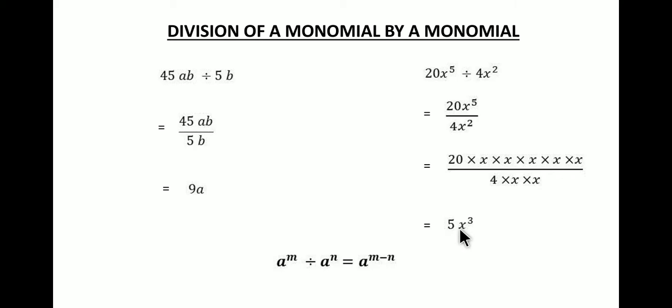Alright, so using this knowledge, let's move on to exercise 19D. This is the method that we are going to follow. In exercise 19D, question number 1, I'm not going to do the first question, I'm going to do question number 6. So look at the question. 14a cubed b cubed divided by 2a squared can be written in fraction form.